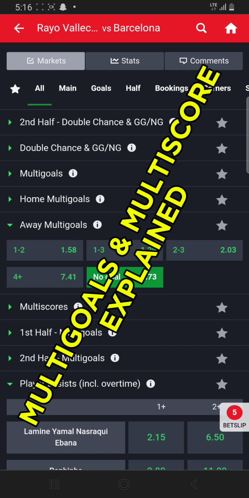When there is no goal in that match, and the away team, which is Barcelona, were unable to score, then it is a no-goal multi-goal outcome. But when they are able to score 1 goal, but not more than 2 goals, then the goals range from 1 to 2 outcome. So that is that.